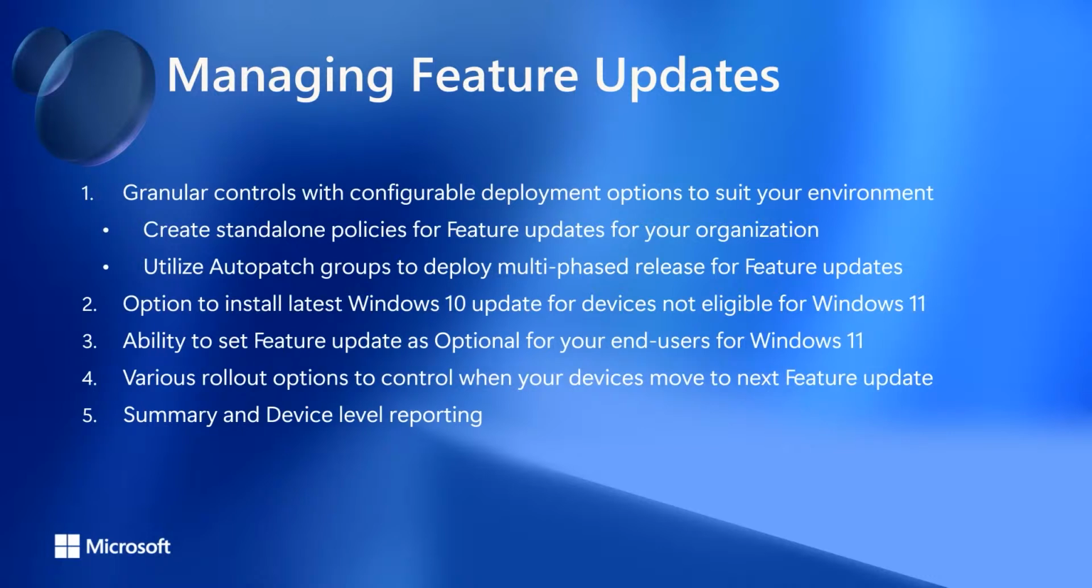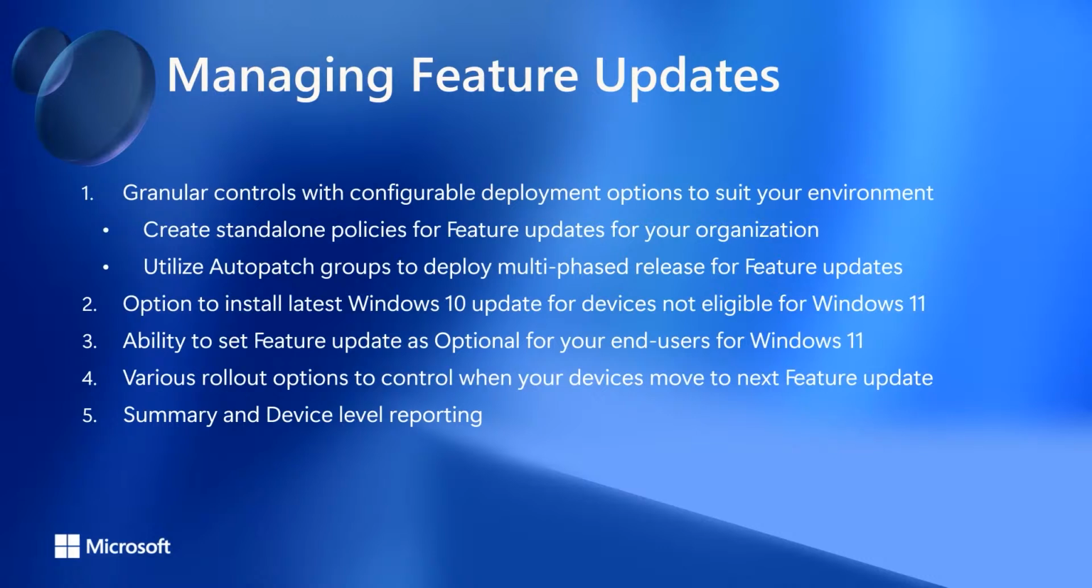Next, for devices which are not eligible for Windows 11 update, there is an option where you can opt in to install the latest Windows 10 update during the feature update deployment. This will make sure that you will not have to create two separate policies, one for Windows 11 devices and one for Windows 10 devices. Also, Windows 11 users can receive feature updates as an optional installation, and this is totally configurable during a feature update policy creation on the Windows Autopatch console.